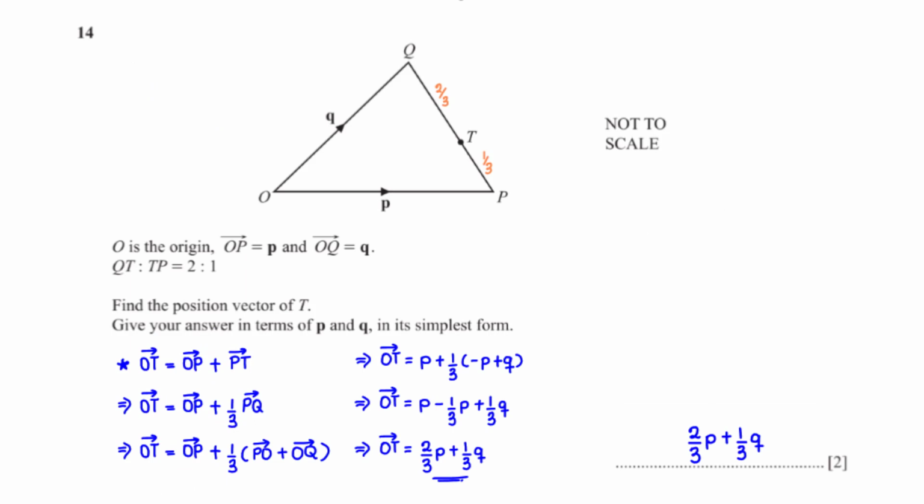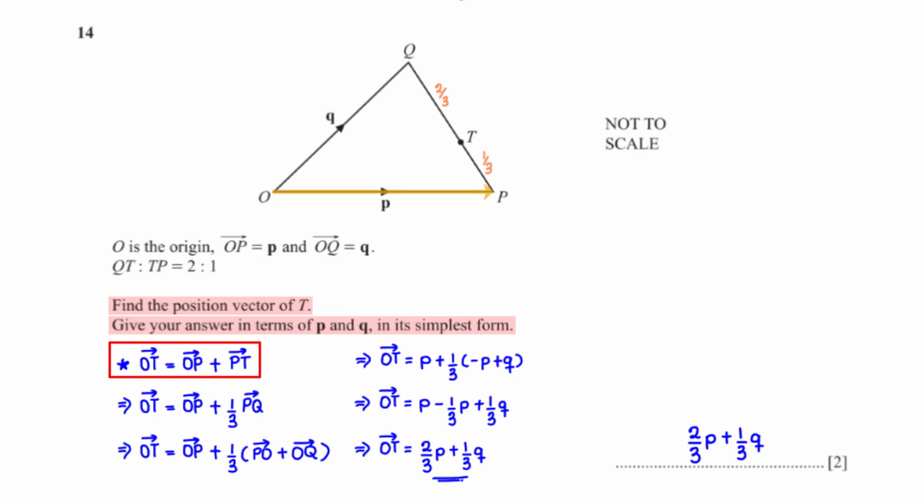O is the origin, OP is p, and OQ is q. QT is to TP equals 2 is to 1. Find the position vector of T. Give your answer in terms of p and q in its simplest form.